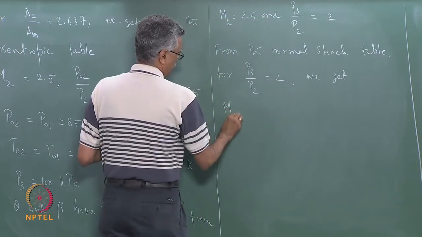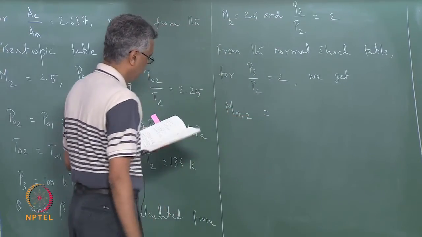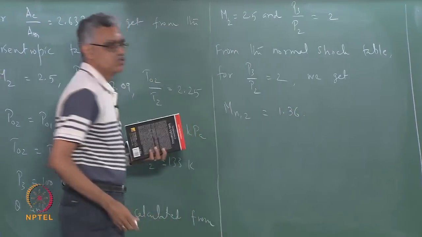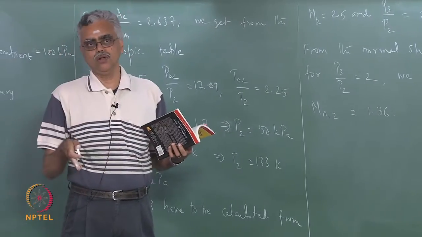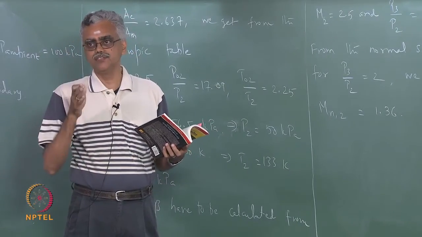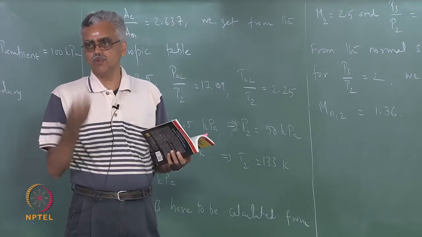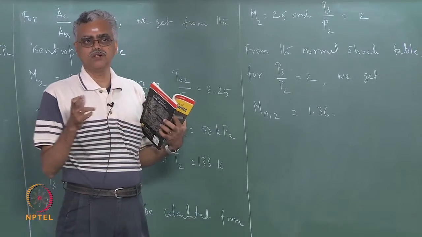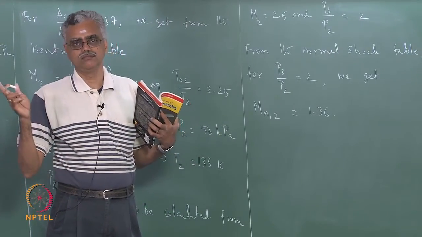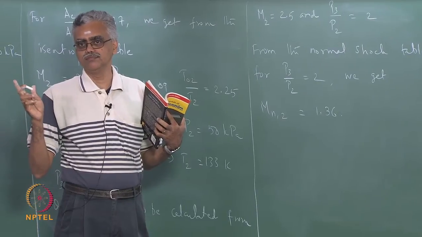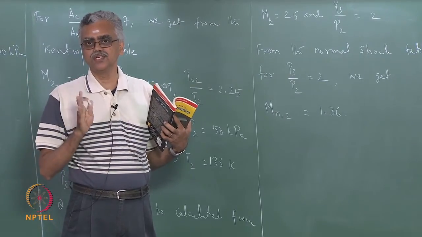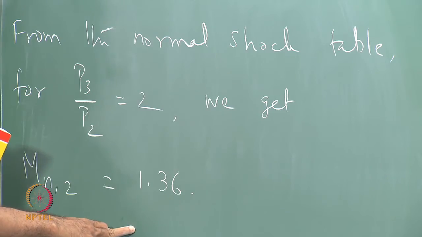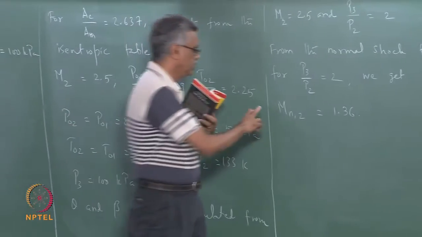we get MN2 equal to 1.36. So we go to the normal shock table, we go down the column, P2 over P1, you see where it becomes 2. The Mach number corresponding to that is 1.36. Remember, this Mach number would be labeled M1 in the normal shock table. So you have to be very careful with the notation and the numbering. This would be M1 from the normal shock table, but in our notation we have to label this as MN2.